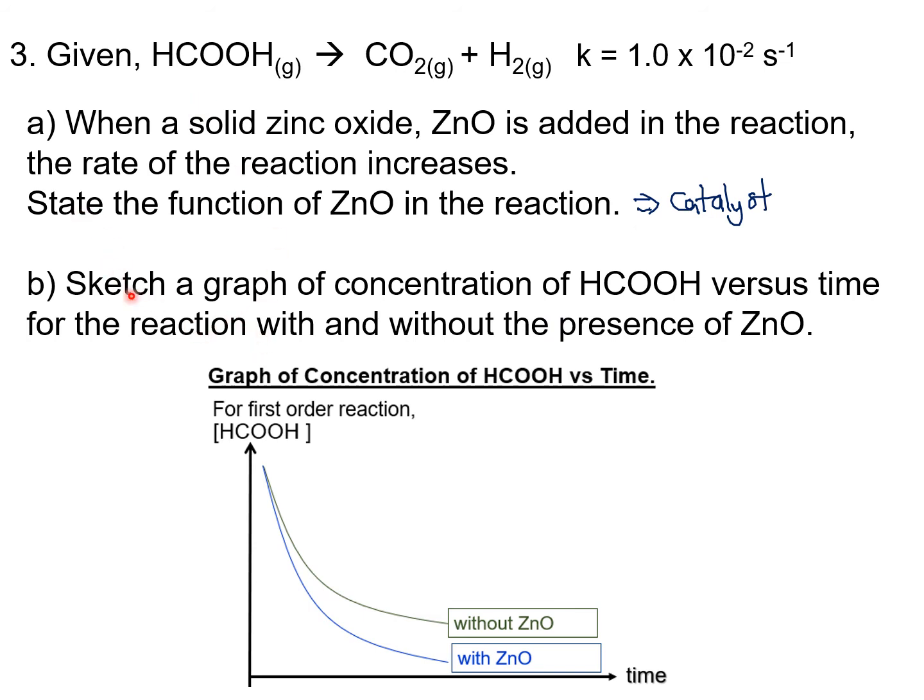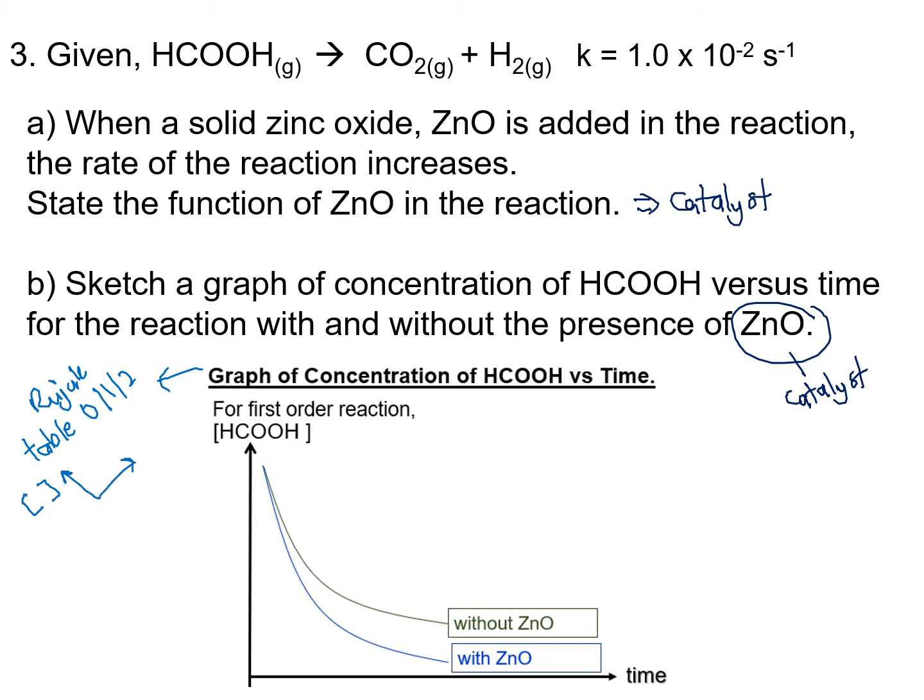Okay, and then next ialah dia suruh kamu sketch a graph of concentration versus time for the reaction with and without the presence of zinc oxide. Okay, zinc oxide ni tadi kita cakap apa? Kita cakap zinc oxide ni ialah catalyst. Okay, so bila you nak buat graph of concentration versus time, what you need to do ialah you kena rujuk table yang zero order, first order dengan second order for graph concentration versus time.